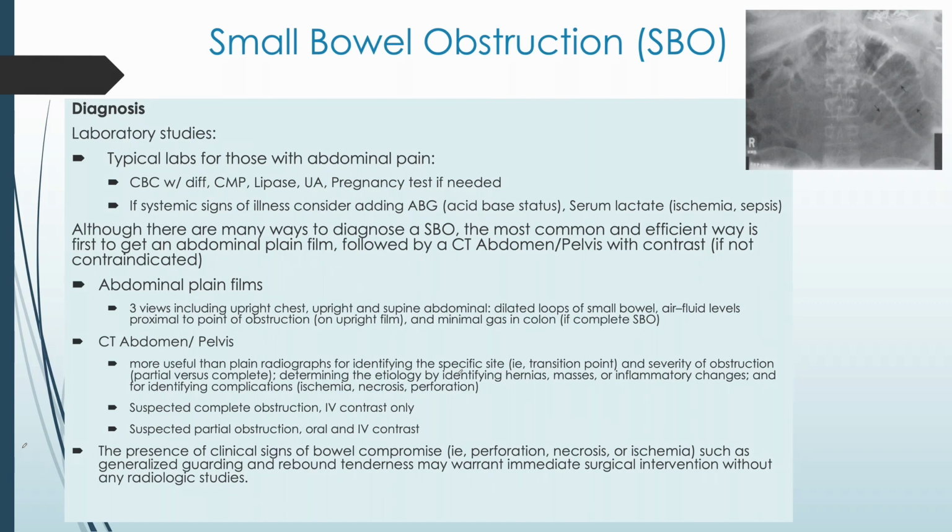Now, laboratory studies, we tend to get the typical labs for the patients with abdominal pain, and that generally includes CBC with differential, CMP or a BMP with liver enzymes, lipase, a urinalysis, and a pregnancy test. And I'm pretty liberal with my pregnancy tests. I don't tend to trust my patients. I know that sounds awful, but you don't want to miss an ectopic pregnancy, or you don't want to do radiation on a patient that's pregnant. It's pretty standard to get pregnancy tests.